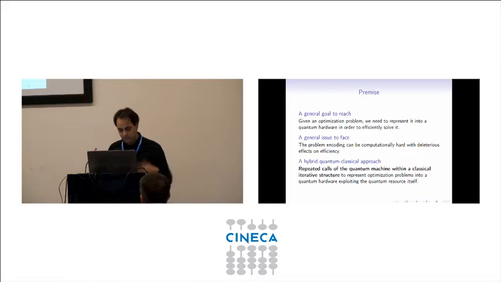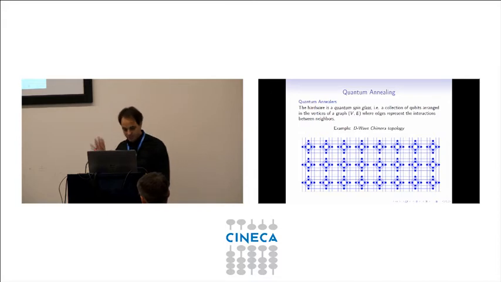So we can conceive repeated calls of the quantum hardware within a classical iterative structure to represent the optimization problem in the quantum hardware. But the important point is exploiting the quantum resource itself. So the classical part of a hybrid architecture is to enhance the contribution of the quantum part. It's not just a classical help close to the quantum machine. So this talk is mainly focused on quantum annealing.